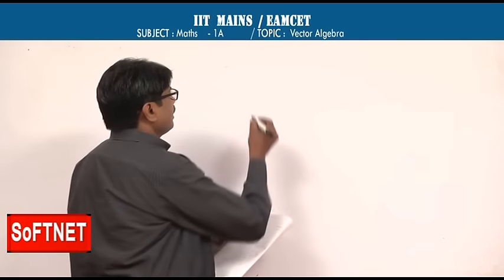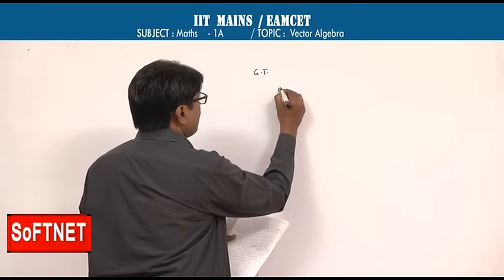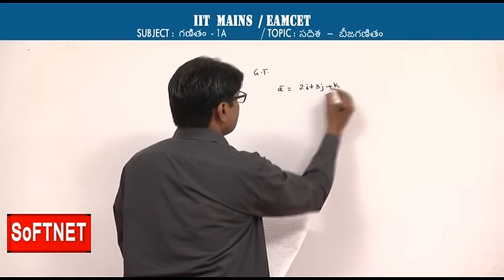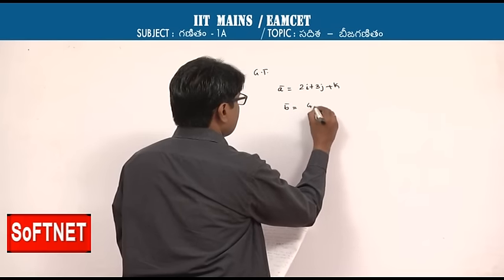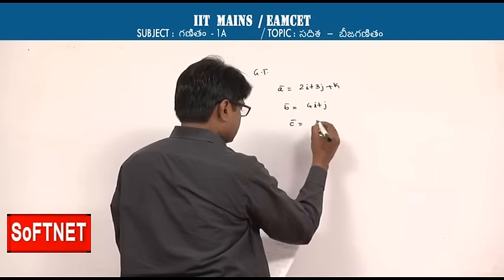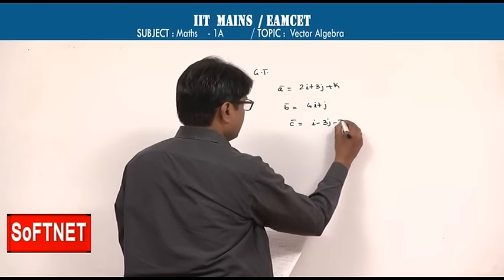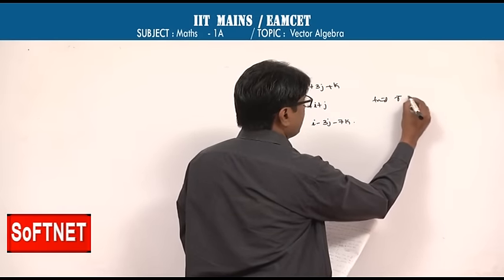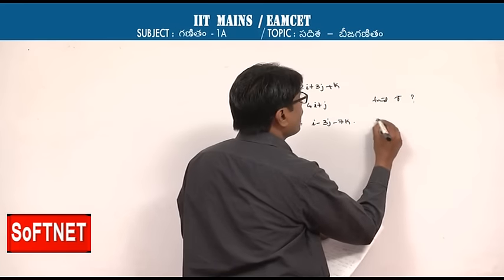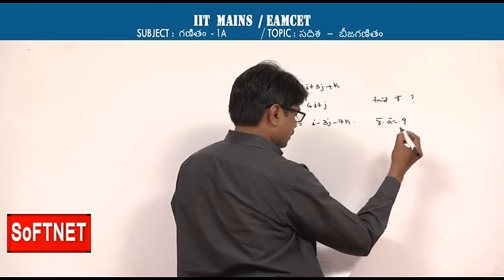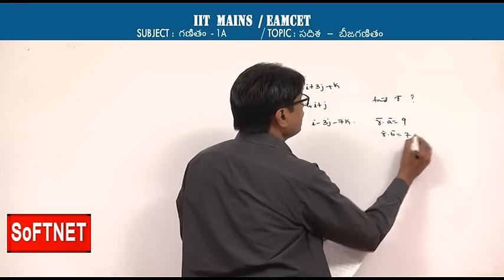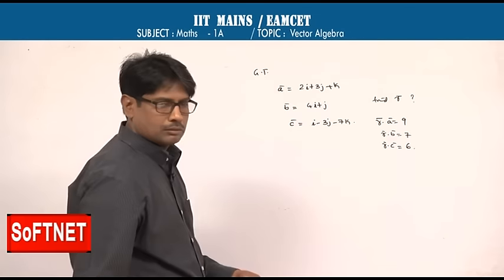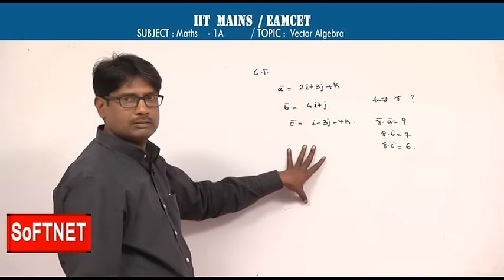Okay, given that a bar is equal to 2 times of i bar plus 3 times of j bar plus k bar, b bar is equal to 4 times of i bar plus j bar, c bar is equal to i bar minus 3j bar minus 7k bar. Then find a vector r bar such that r bar dot a bar is equal to 9, r bar dot b bar is equal to 7 and r bar dot c bar is equal to 6. This is also an application of the dot product.